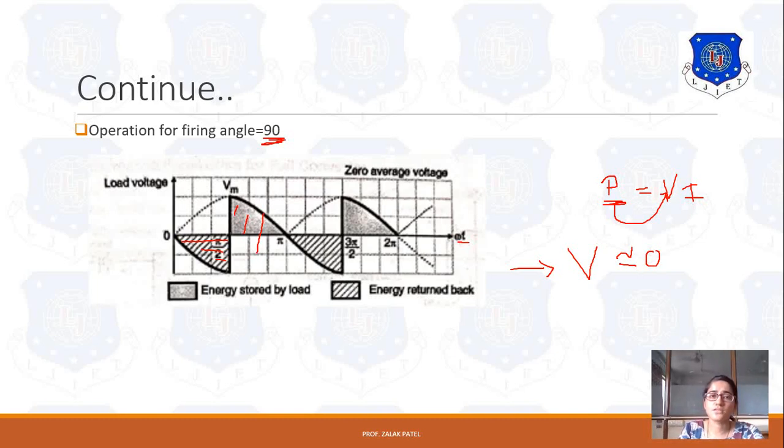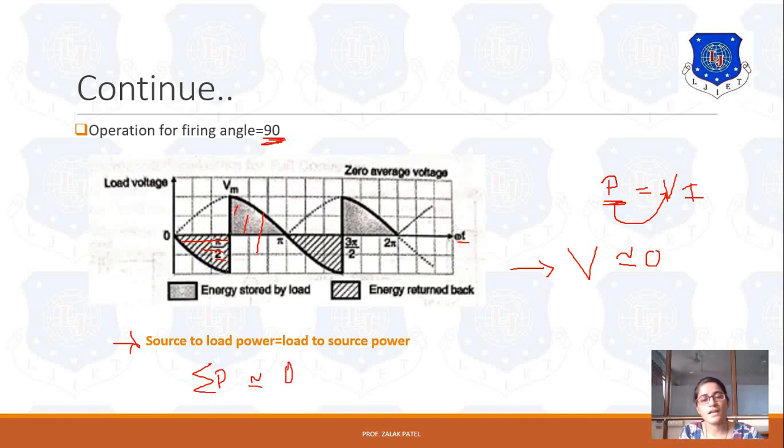That means energy stored from source to load is equal to energy stored from load to source. So in this case we can say source to load power is almost equal to load to source power, meaning total net power flow, sigma of P, is almost equal to 0. Practically there may be some power flow from the source to load or from load to source, but ideally it should be 0 when the firing angle, or delay angle, is equal to 90 degree.